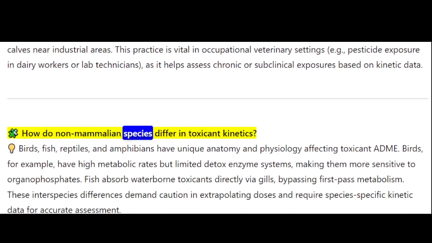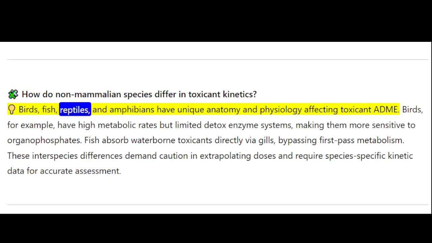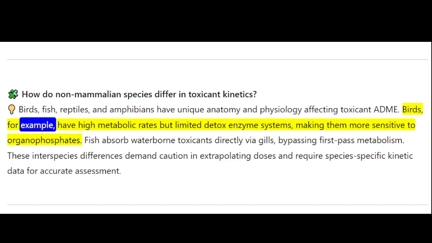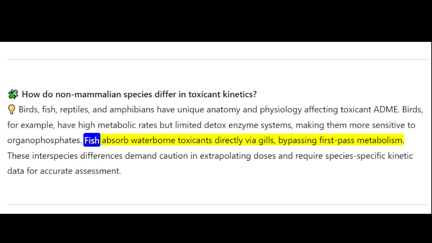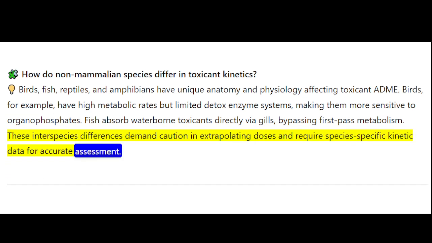How do non-mammalian species differ in toxicant kinetics? Birds, fish, reptiles, and amphibians have unique anatomy and physiology affecting toxicant ADM. Birds, for example, have high metabolic rates but limited detox enzyme systems, making them more sensitive to organophosphates. Fish absorb waterborne toxicants directly via gills, bypassing first-pass metabolism. These interspecies differences demand caution in extrapolating doses and require species-specific kinetic data for accurate assessment.